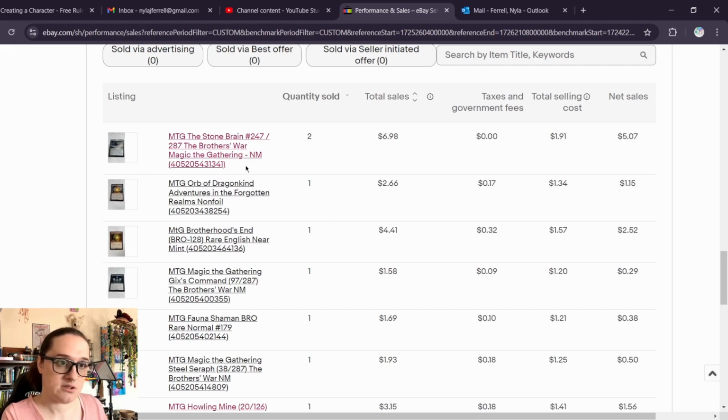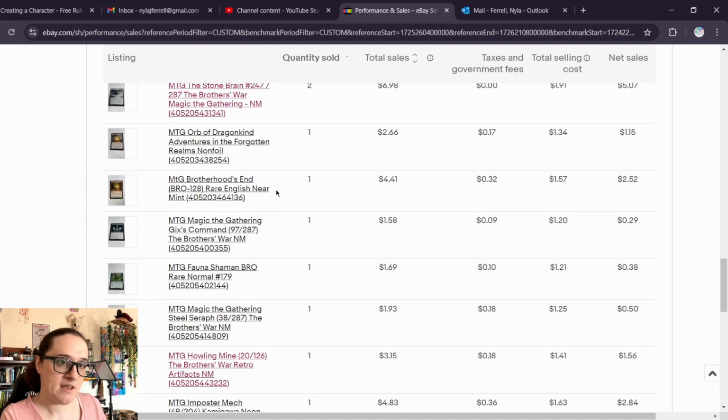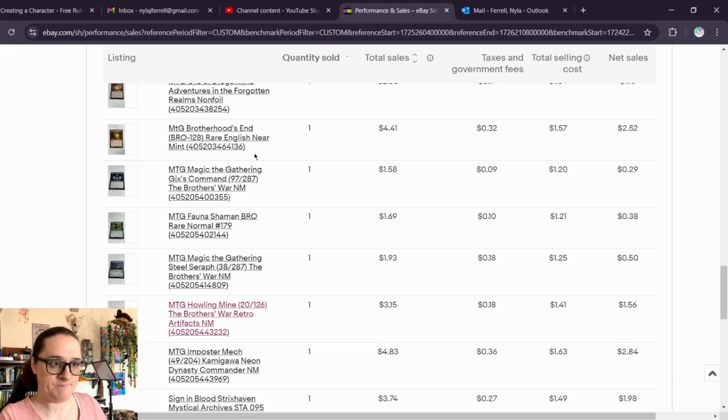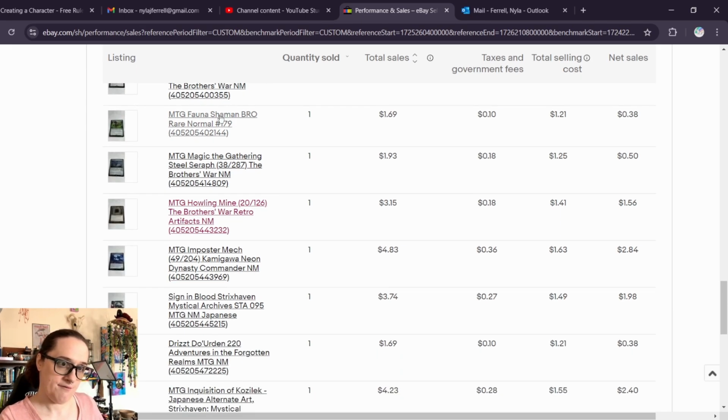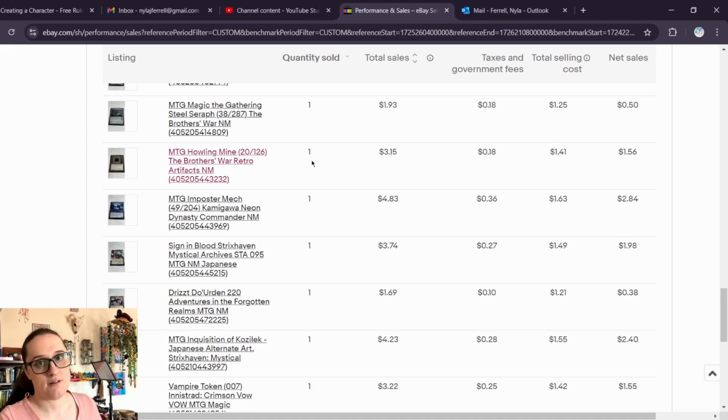So I sold 2 Stone Brains to one person, one Orb of Dragonkind from the Adventures in the Forgotten Realms set, 1 Brotherhood's End, which makes sense because that's being played right now, 1 Gix's Command, 1 Fauna Shaman, 1 Steel Seraph, which I love. I was kind of hard pressed to let that one go, but I'm not playing it in a deck and it was really just sitting there. So why not make some money to roll it back into the account?